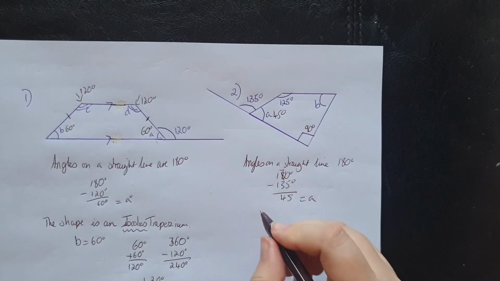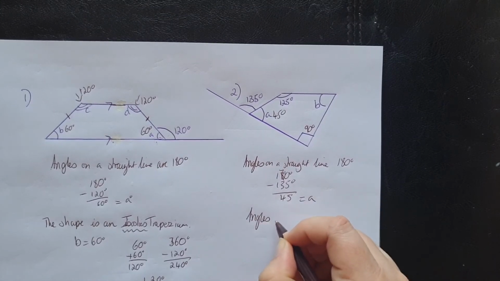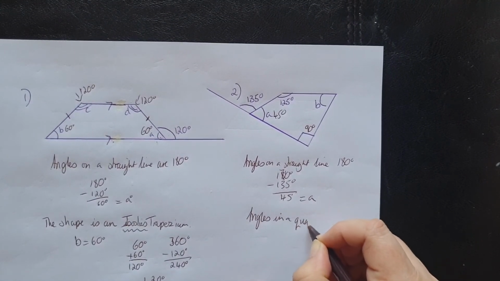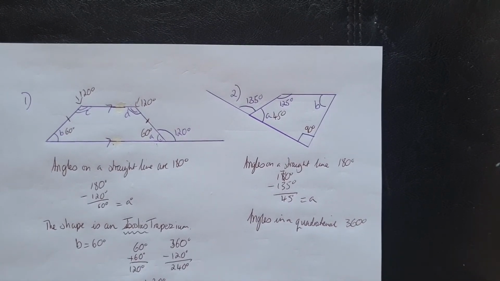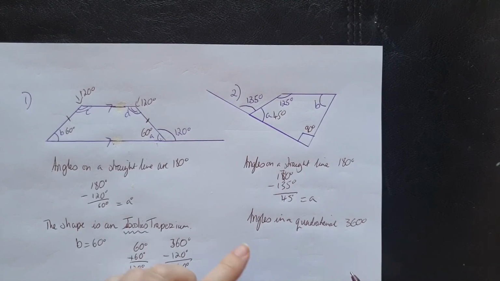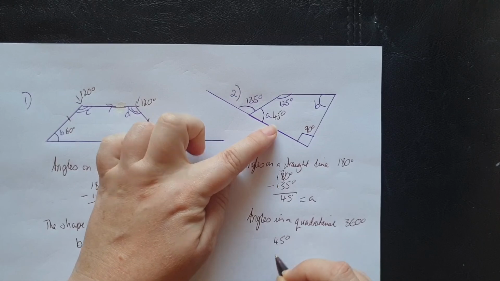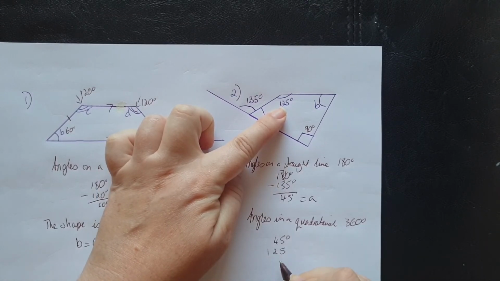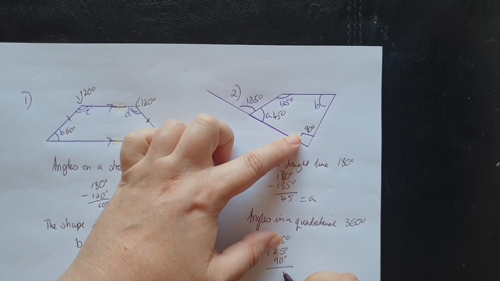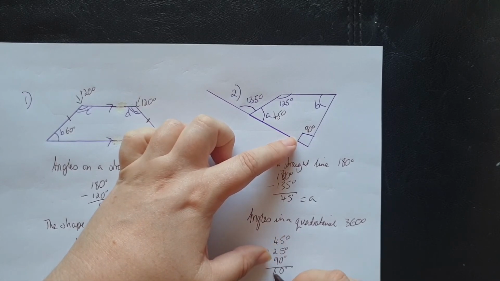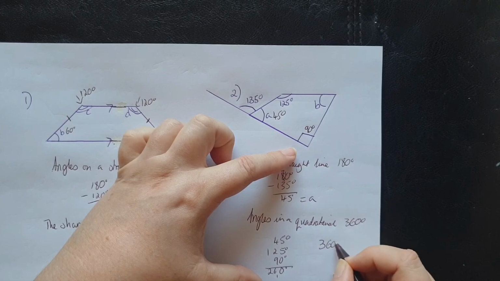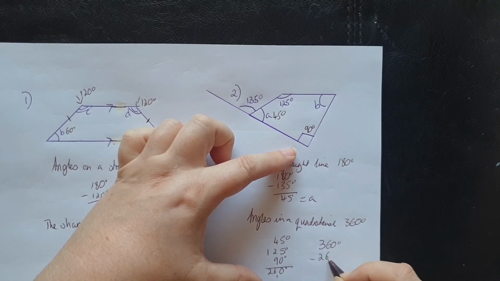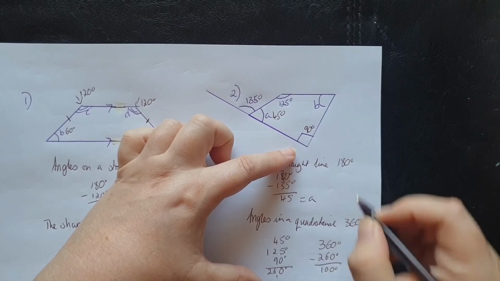Okay, we also know angles in a quadrilateral are 360 degrees. Therefore, we can take the 45, we can take the 125, we can take the 90, add them up, 260, so therefore 360 degrees minus 260 degrees gives us 100 degrees.